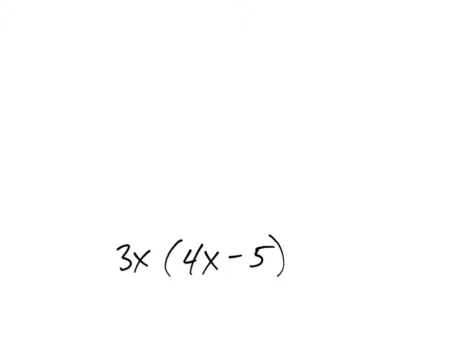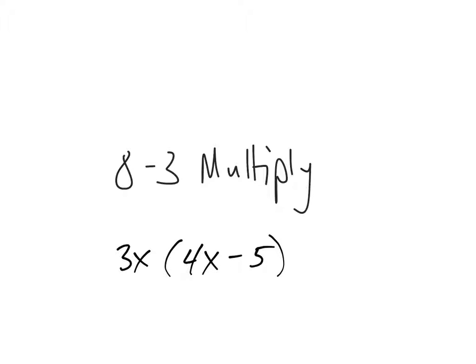All right, so today we're in 8.3, and we will be working on multiplying polynomials, right? So chapter 8, let's try that 8 again. That's a horrible 8. 8.3, and we will multiply polynomials. There we go. So the problem that we have up there, the 3x times the 4x minus 5.